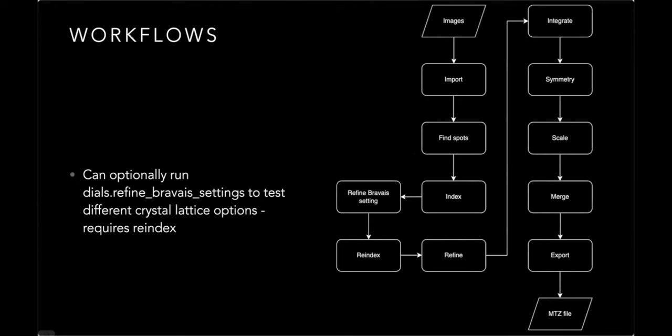You can, after the indexing step, run a program called refine_bravais_settings. And this will basically take the data that you've indexed, try mapping it to different symmetries, like tetragonal or cubic or whatever it appears to be compatible with, do some refinement, and then print out the ones that appear to refine well. And then you can pick one of those and take it forward for the next steps. In most cases, it doesn't make a lot of difference, so I don't normally talk about using it, but those tools are there.